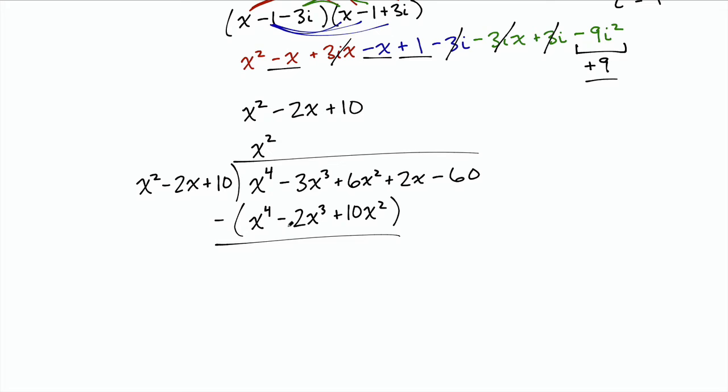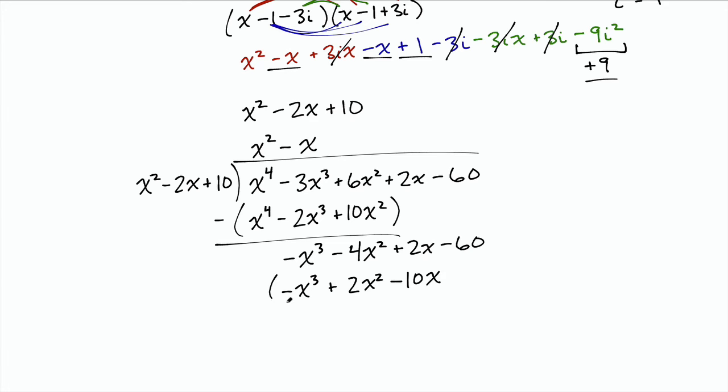Negative 3x cubed minus negative 2x cubed is negative x cubed. 6x squared minus 10x squared is minus 4x squared. And the 2x and the minus 60 just come down because there's nothing to subtract from those. Now we do it again. Negative x cubed divided by x squared is negative x. We multiply negative x by this divisor. We get negative x cubed plus 2x squared minus 10x, and we subtract that.